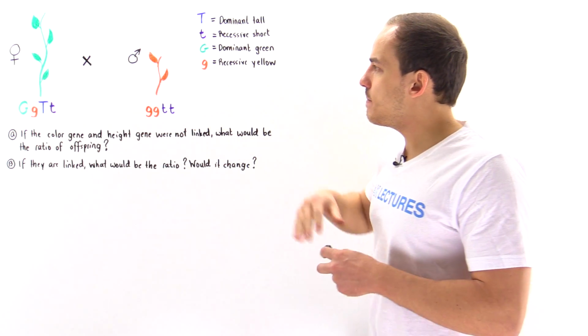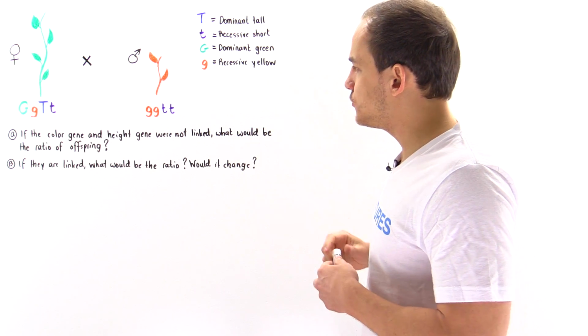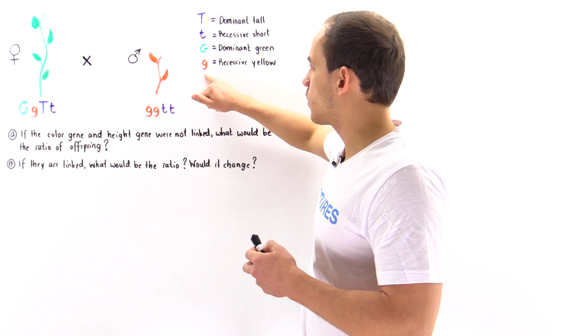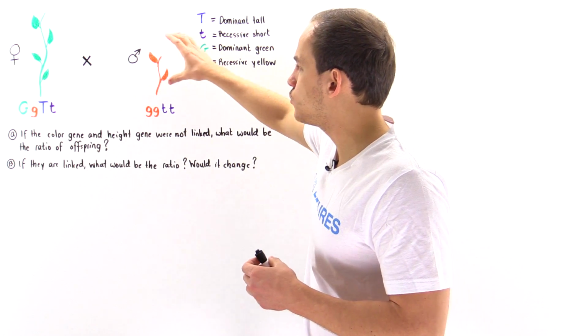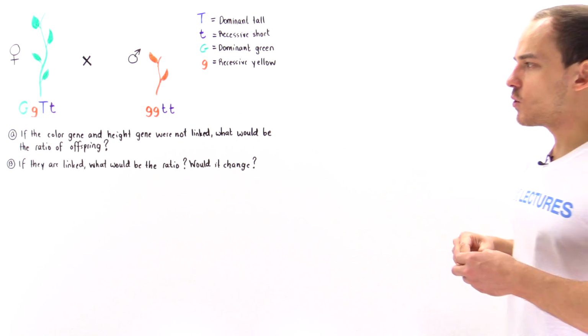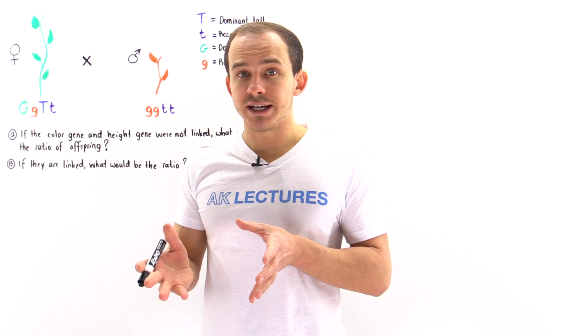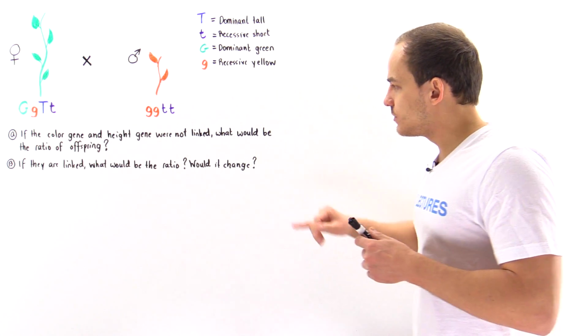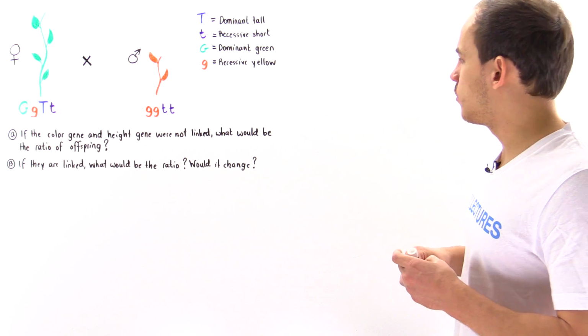In the case of the male, we have a homozygous recessive for both of these genes. So we have lowercase g, lowercase t. So we have a yellow short plant. So in this lecture, we're only going to focus on non-linked genes, so genes that are not linked with respect to one another. And so we're only going to focus on part A. In the next lecture, we're going to focus on part B.